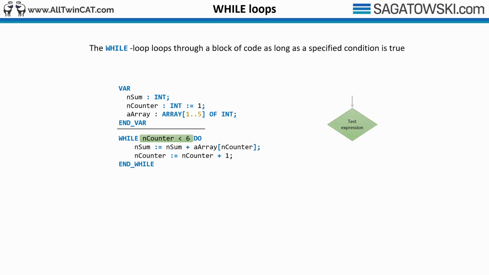The while loop consists of a test expression. This test expression could be anything. For example, if a number is lower than another number, if a string equals another string, or if two booleans are true, and so forth. As long as the expression is true, the while loop will continue to execute. In this case, as long as n counter is less than 6, it will execute everything in the while loop. As soon as n counter has the value 6, the expression will no longer be true, and we will exit the while loop.